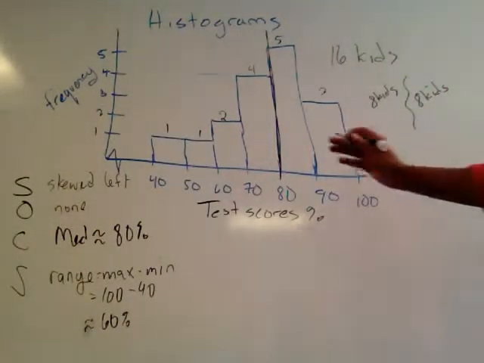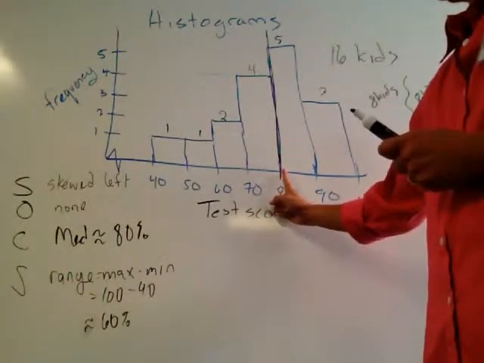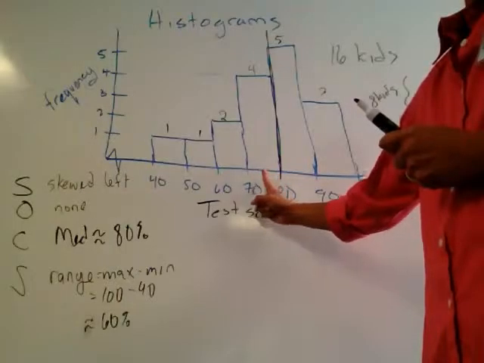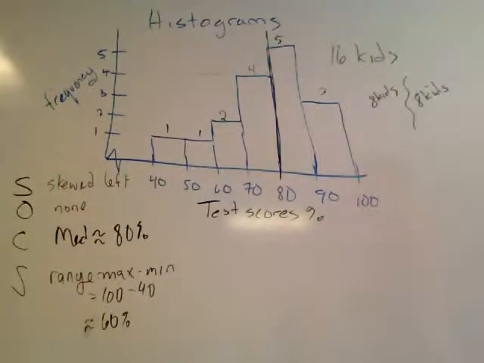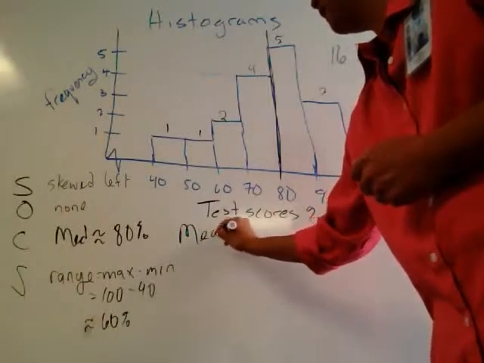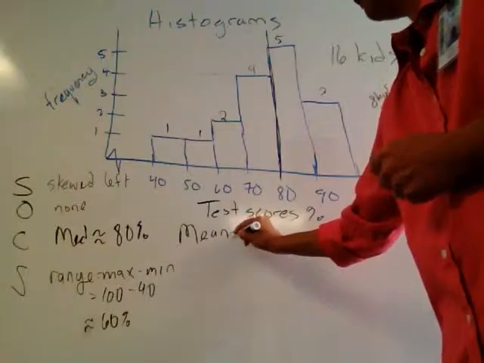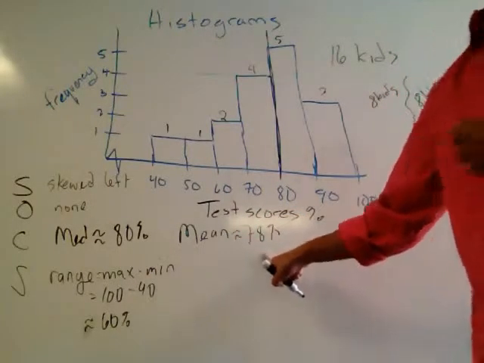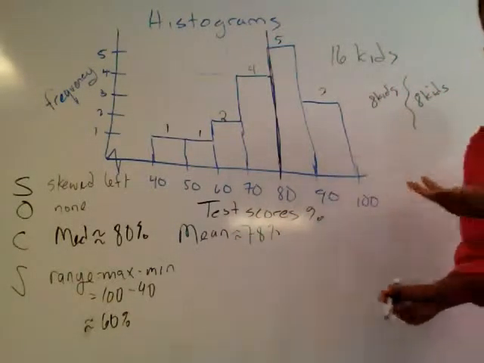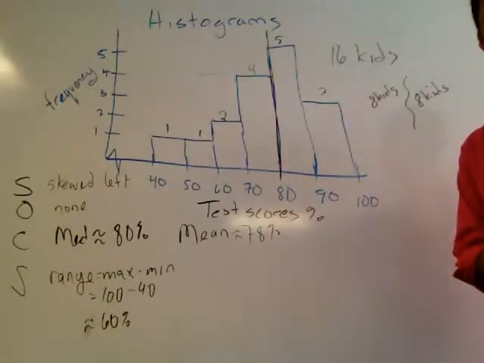So my median, whenever I have a skewness, the median stays there. The mean tends to get pulled towards the skewness. So the mean is going to be a little bit to the left. I'm going to say it's about 78%. This is not definite. It's just where I guess my approximation is. I think it's going to be a little bit to the left of the median.